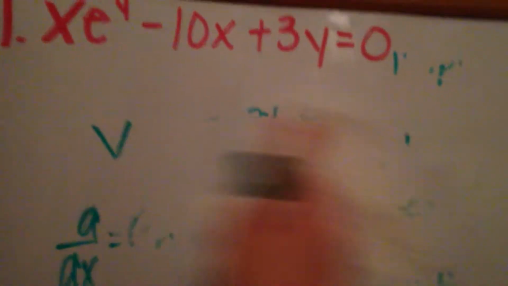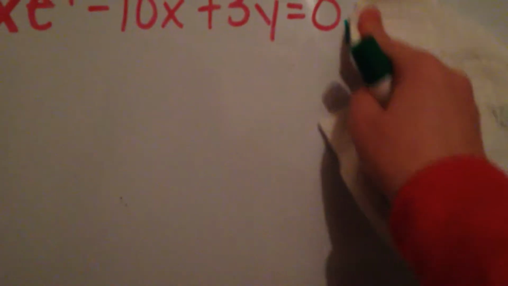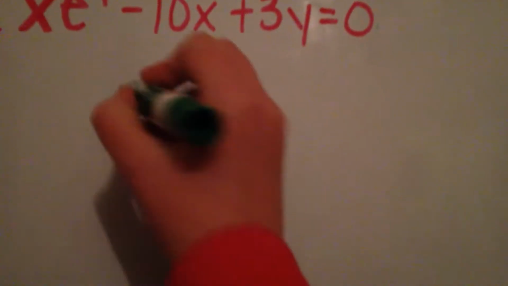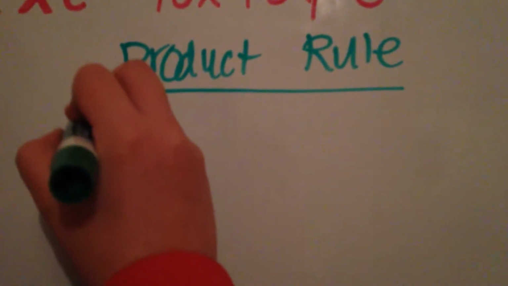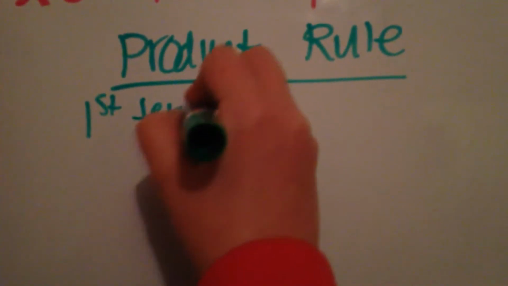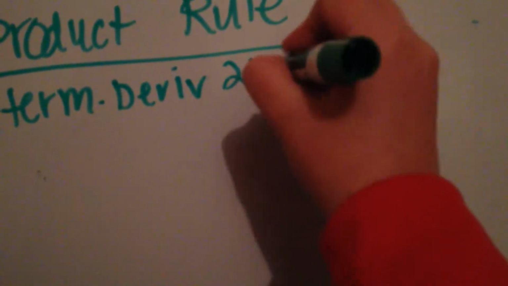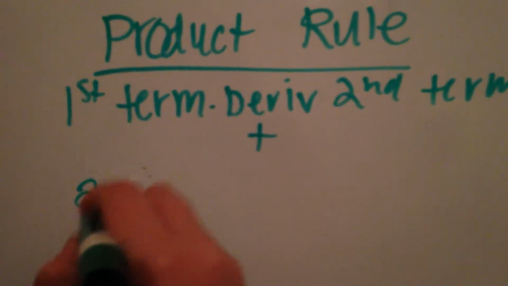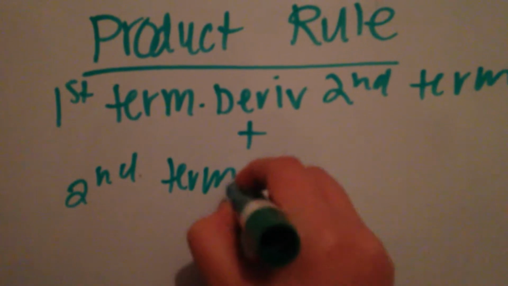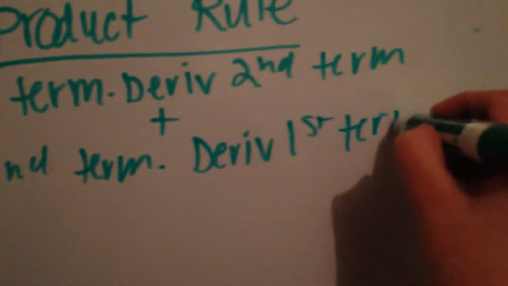So, now the next thing you need to know so that you can solve this equation is the product rule. Now the product rule simply states that you take the first term and you multiply it by the derivative of the second term, and then you add the second term and you multiply it by the derivative of the first term.